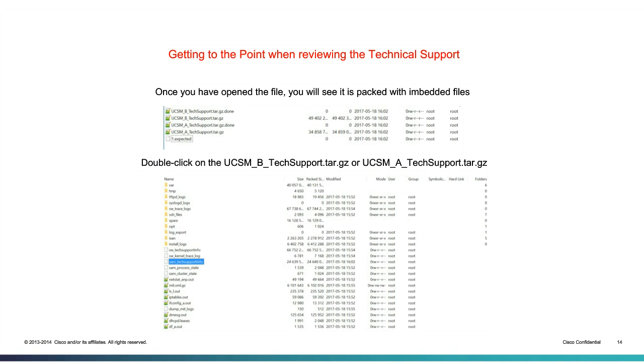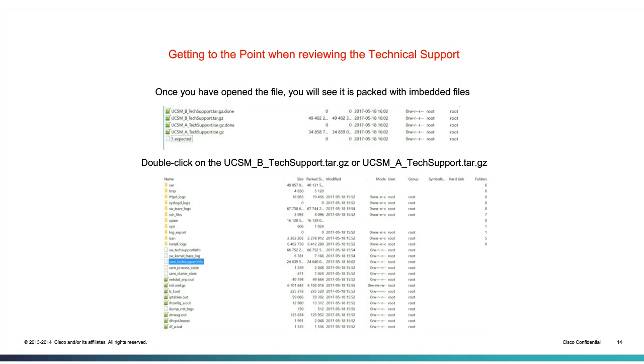So as I navigate using this, I open up and expand that file, and you can see a UCSM-B and a UCSM-A. This represents Fabric Interconnect A and Fabric Interconnect B. In this situation, just by looking at it, I selected the UCSM-B tech support tar.gz. The one that is marked done will not give you any information. So I double-clicked on B, and lo and behold, you can see these very important files in these orders.